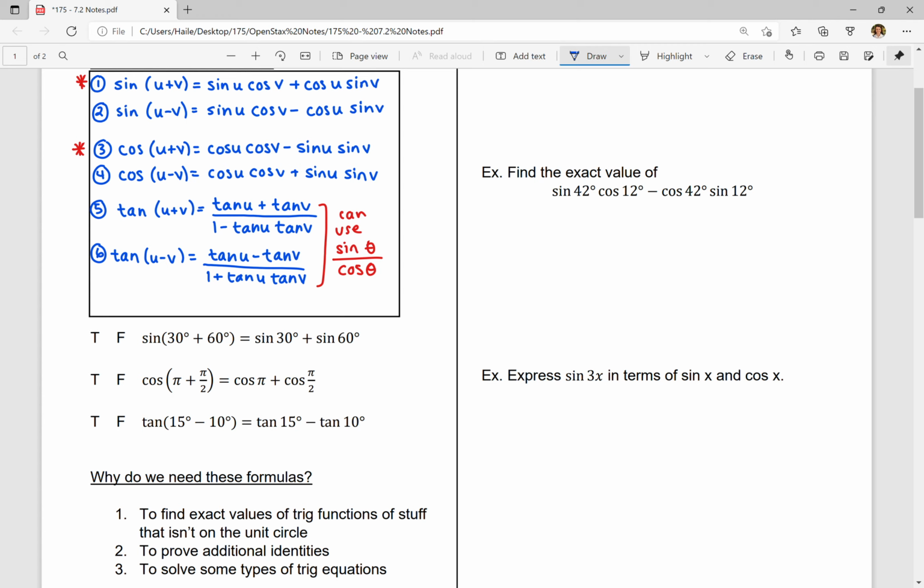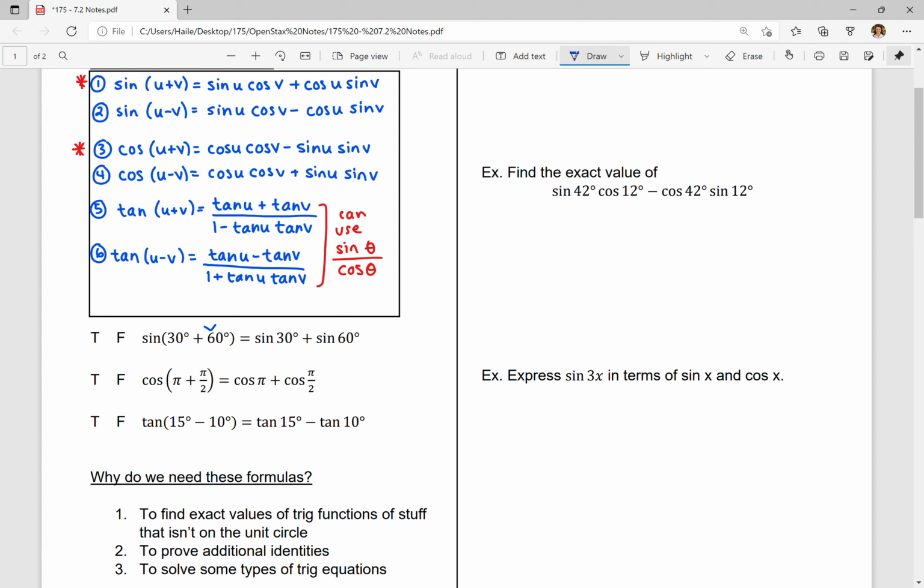So the first one, we have sine of 30 plus 60 is equal to sine of 30 plus sine of 60. The reason I made these true or false questions is because usually people get really confused with this. Normally when you see something outside of a parentheses, your first instinct is to go, oh look, I can distribute across the parentheses. Well, sine, cosine, and tangent are different in that we cannot do that. So that would be bad.